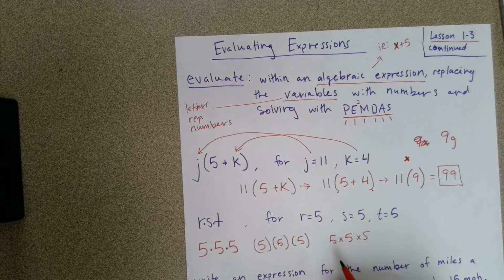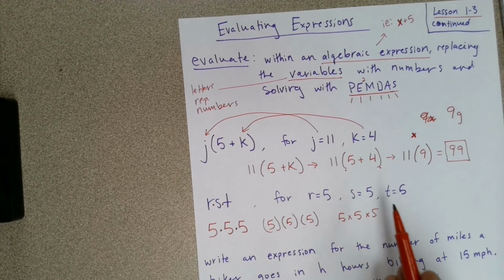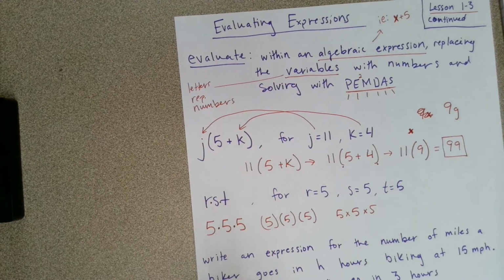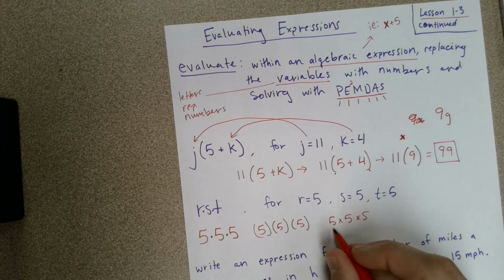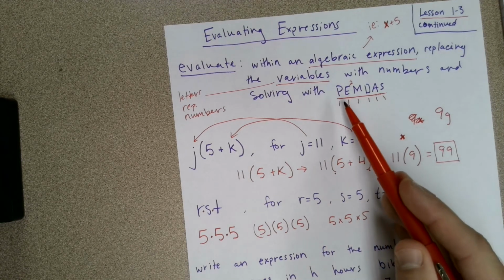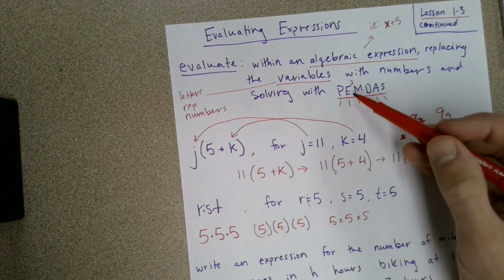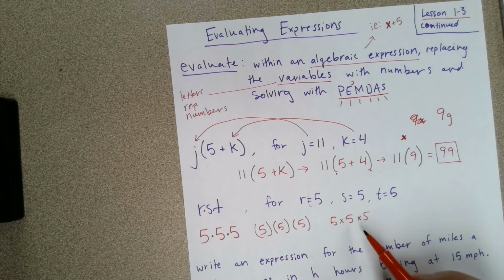But we replace those, we know we have 5 times 5 times 5. That's okay. R can represent 5, S can represent 5, and T can represent 5. Different variables can represent the same number. That's okay. Okay, so we got 5 times 5 times 5. Where do we start here? We do our PEMDAS. We got no parentheses, unless we do this one, but the parentheses are already solved. Our second one, exponents, we got no exponents.